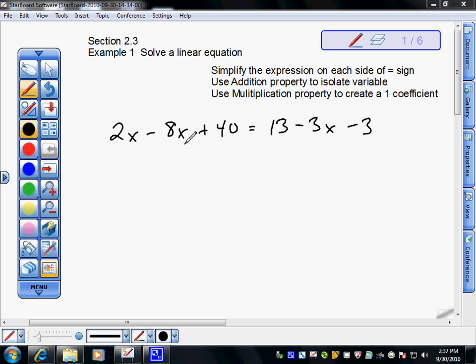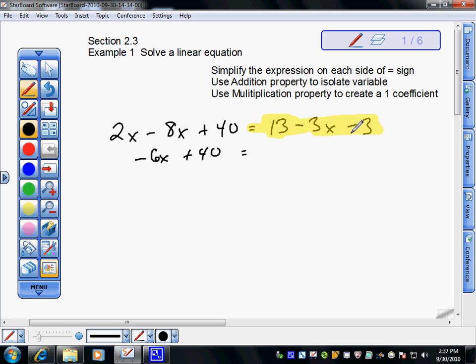We're going to just cover this side up and not even pay attention to it for a little bit and see what comes of it. We're going to focus on this side. If I had 2x minus 8x, that gives me a negative 6x plus the 40, which could not be simplified. So I have a simplified expression on this side of the equal sign.